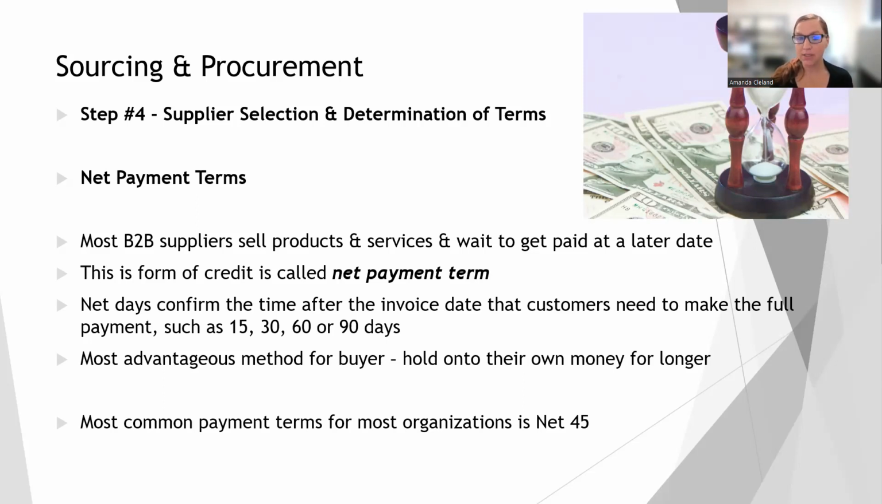So the most common payment terms for most organizations is net 45, which means we wouldn't actually have to pay that supplier until 45 days after the invoice date or after the actual services have been rendered or product has been delivered. Net 45 is usually the most common payment terms you're going to see in different organizations. And again, net payment terms are the most advantageous for us as the buying organization because we get to hold on to our money for longer.